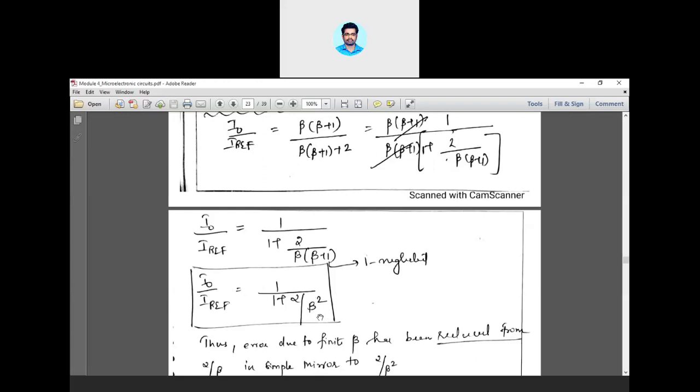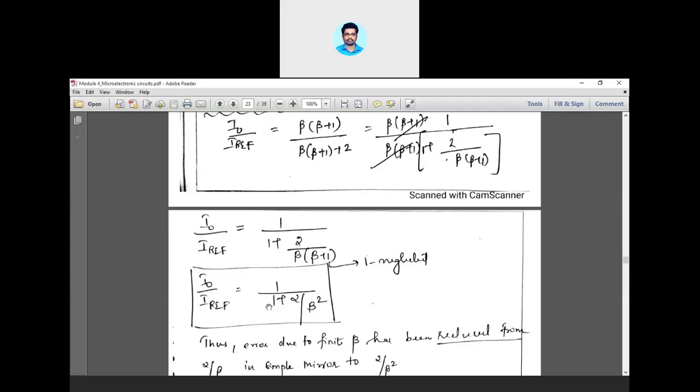So 2 by 100 square is still small, isn't it? 2 divided by 100 square is very small, which can be neglected with respect to 1. So always I naught by I ref is equal to 1 is to 1. The ratio depends on 2 by beta square, which is very small, so as a result the ratio I naught by I ref will become 1 is to 1, which is acting as a perfect mirror. For every perfect mirror the ratio of I naught by I ref is equal to 1 is to 1, meaning whatever the reference current is, that will be the output current. There is no change between the reference current and output current.